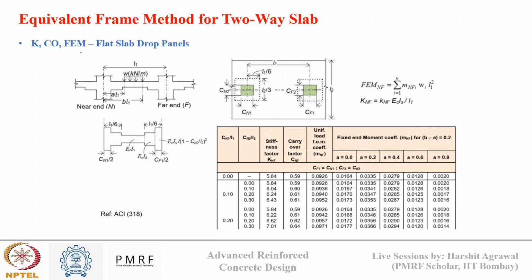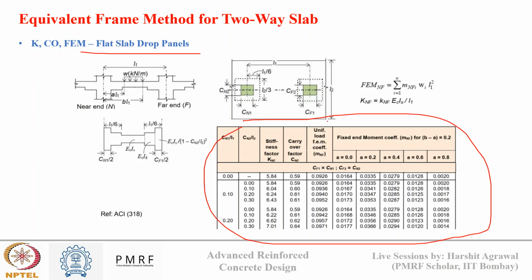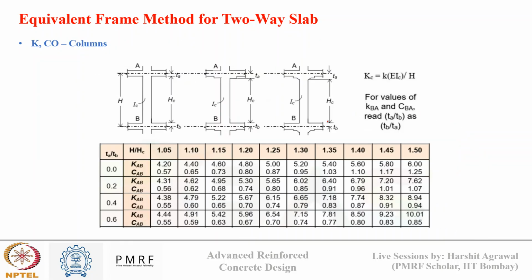Similarly, for flat slab with drop panel also, the code has given a table. They assume the dimensions of the drop panel as L2 by 3 and L1 by 3, and for these dimensions, again for near end and far end, based on the load distribution, a table has been given in the code for calculating the carryover factor, stiffness value, and the FEM value. And for columns also, there is a design table given in the code.